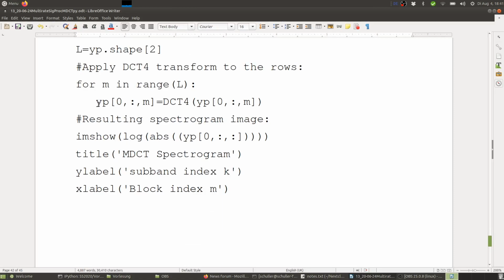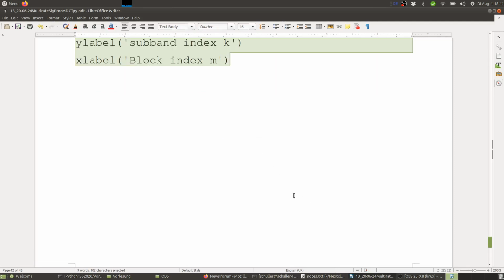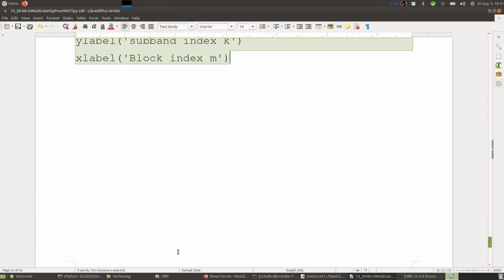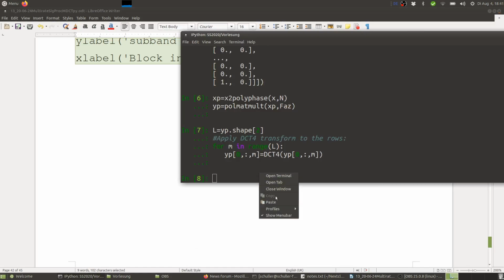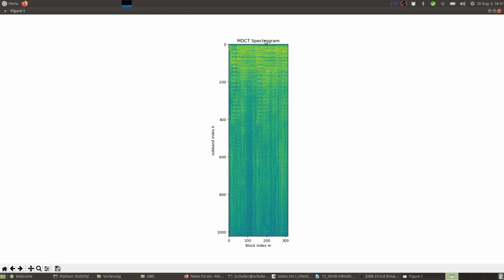So now YP contains the output of the MDCT, which we can see with the next plot, which basically plots the entire subbands. Here's our MDCT spectrogram. Vertically we have the subband index K, and horizontally we have the block index M.